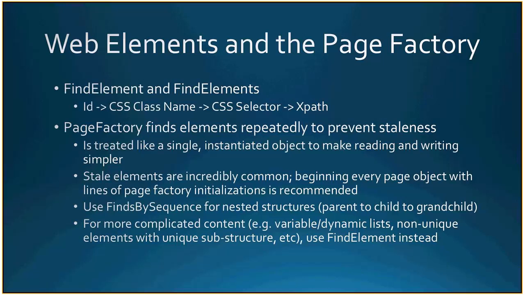You can use the find by sequence attribute to find parents and children. Basically, to use the find methods in order. So like find first the ID of this value, and then from there its children find this class name. It's very handy if you have a thing that just has a class name which is shared with other things elsewhere on the page. You want the one that's underneath this heading. It'll work pretty well.